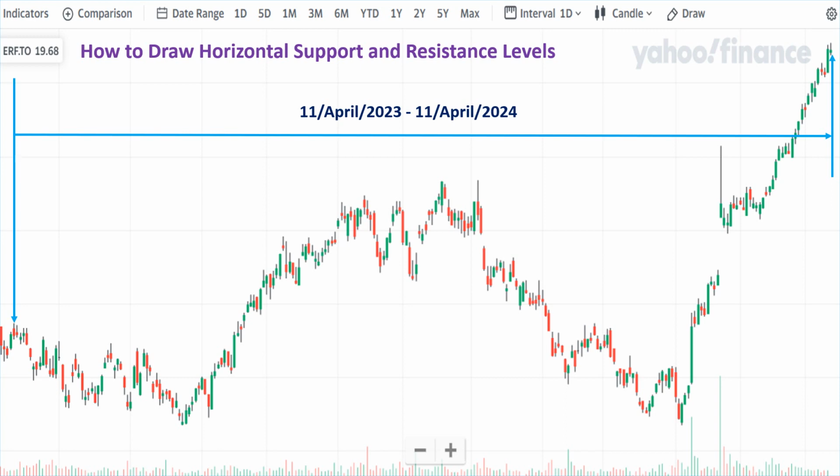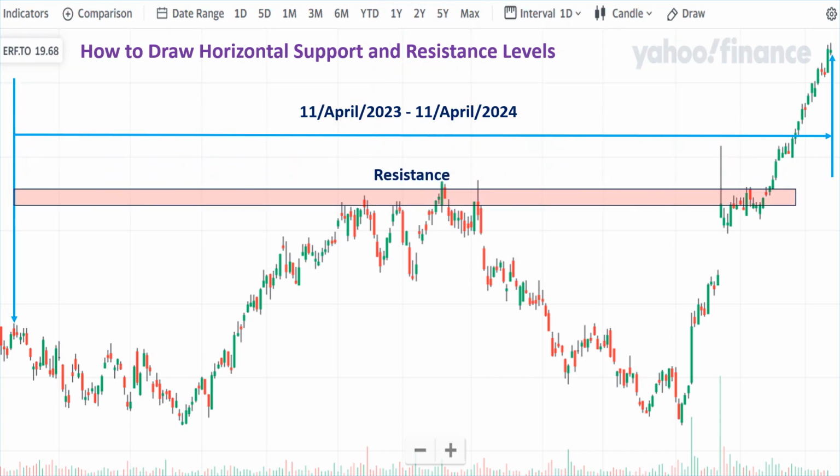The first is a resistance level with 7 touches, indicating a barrier that upward trending assets struggle to surpass. This level often serves as a potential area for price reversals, offering opportunities for short trades.